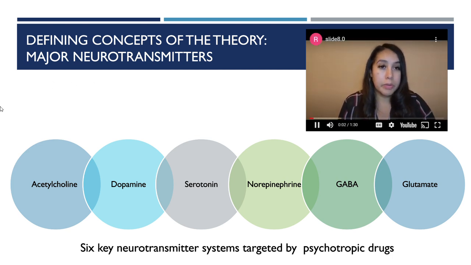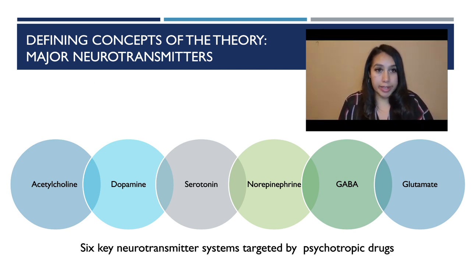Next, we're going to be going over the 6 key important neurotransmitters used in psychopharmacology. The first is acetylcholine. Its function is to enable muscle action, learning, and memory. Some examples of malfunctions with that would be with Alzheimer's disease. Acetylcholine producing neurons deteriorate in that disorder.